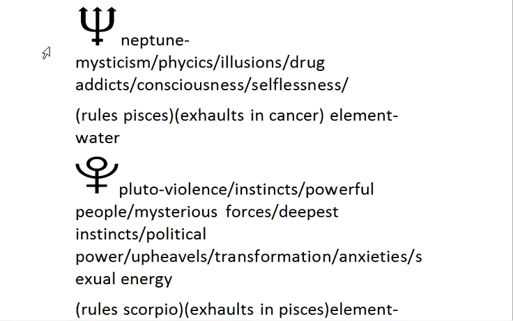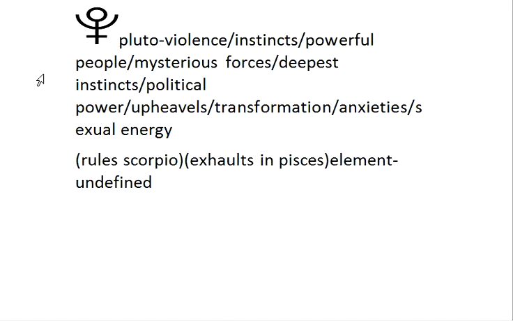Neptune: mysticism, psychics, illusions, drug addicts, consciousness, selflessness. Rules Pisces, exalts in Cancer, element is water. Lastly, Pluto represents violence, instincts, powerful people, mysterious forces, deepest instincts, political power, upheavals, transformation, anxiety, sexual energy. Rules Scorpio, exalts in Pisces, element is undefined.